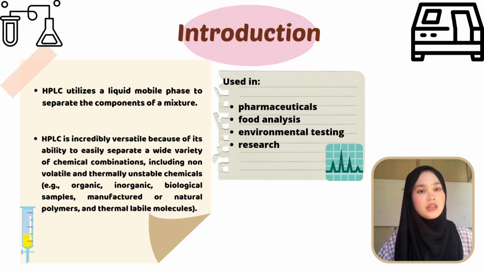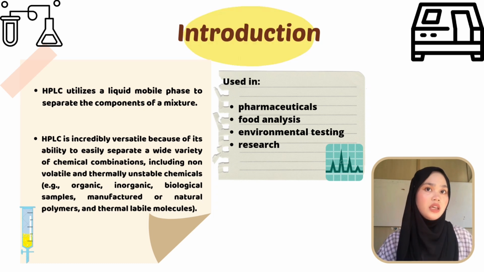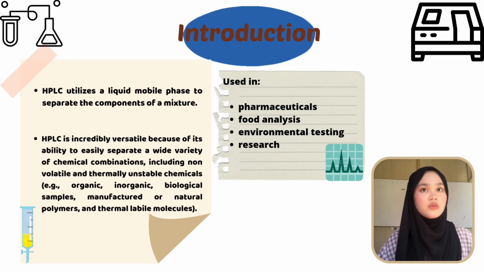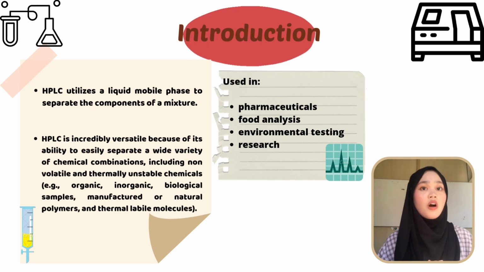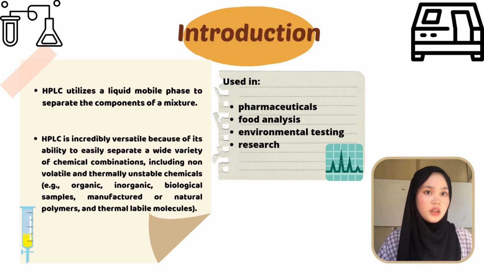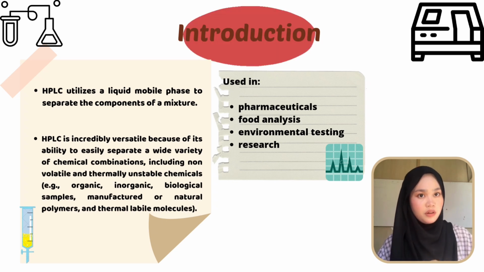Today we are going to present our experiment 6, High Performance Liquid Chromatography, which is HPLC. So this is our introduction. HPLC utilizes a liquid mobile phase to separate the components of a mixture, which is incredibly versatile because of its ability to easily separate a wide variety of chemical combinations, including non-volatile and thermally unstable chemicals. For example, organic, inorganic, and biological samples, manufactured or natural polymers, and thermal molecules.